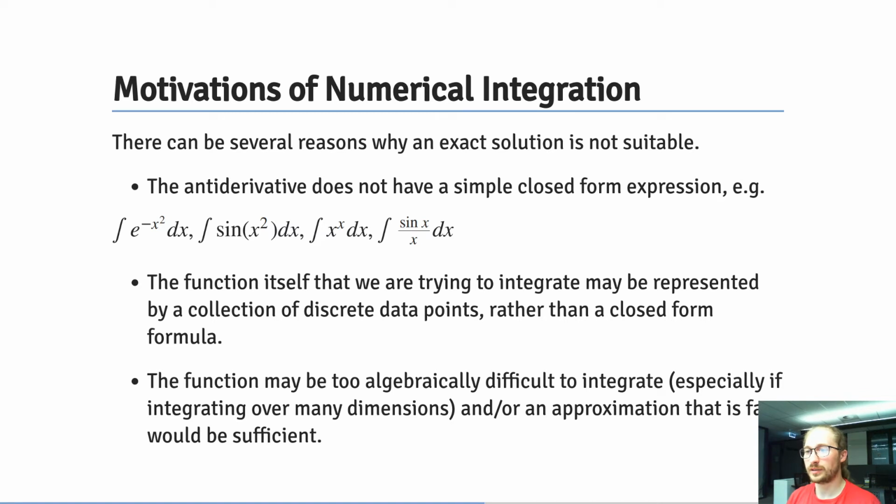And the third reason is that the function, while it may be able to be integrated, might be too difficult to do so. It might be computationally expensive, or an approximation might be all that we need. If all we need is a number somewhere in the ballpark, it might be a lot faster to use numerical techniques, even if an exact solution can in principle be computed.